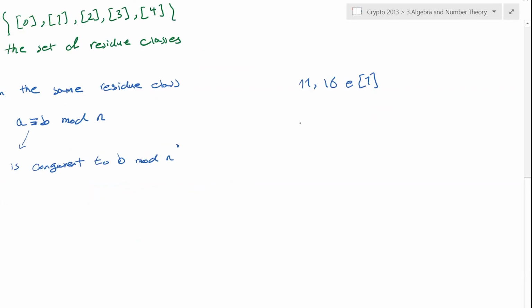Why is it so? Because 11 is congruent to 1 mod 5, and then 16 is also congruent to 1 mod 5. Then we are going to say, based on this, because they are in the same class, 11 is congruent to 16 mod 5. I'm sorry, not mod 7.